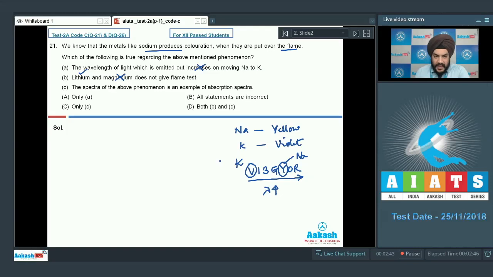Let us look at statement C now. The spectra of the above phenomena is an example of absorption spectra. So students, we see the color which is emitted. So it is not an absorption spectra, it is an emission spectra. So we have to select option B as the correct answer to this question. Let us move ahead to the next question.